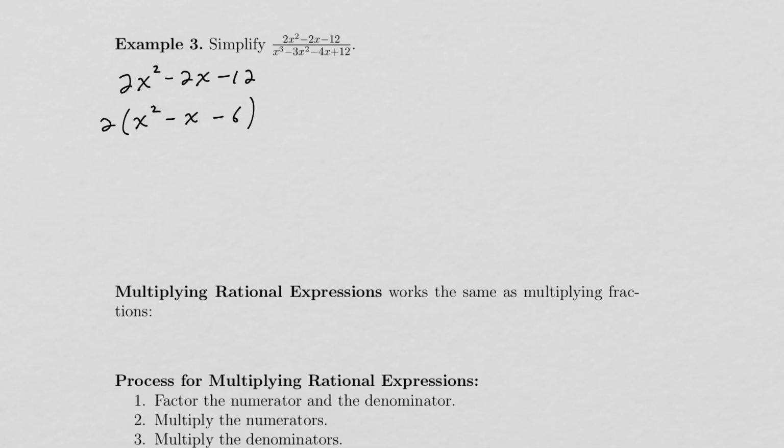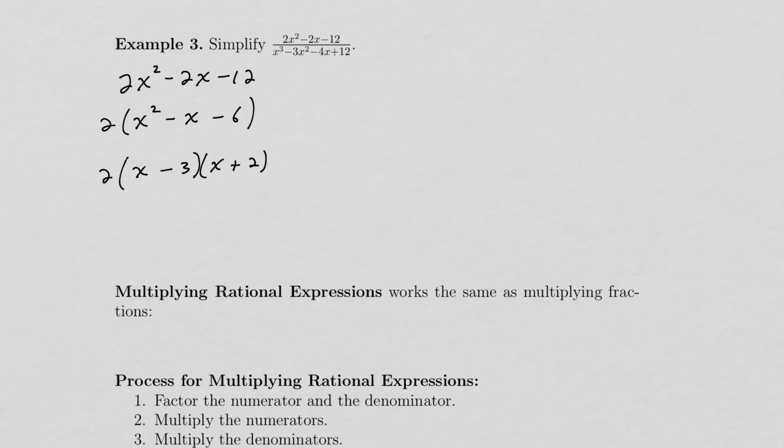And then I want two things that multiply to give me negative 6, and add to give me negative 1. It looks like that's going to be negative 3 and positive 2. So this factors into x minus 3, x plus 2. Right? And you could FOIL it back out to make sure that you get the original expression.